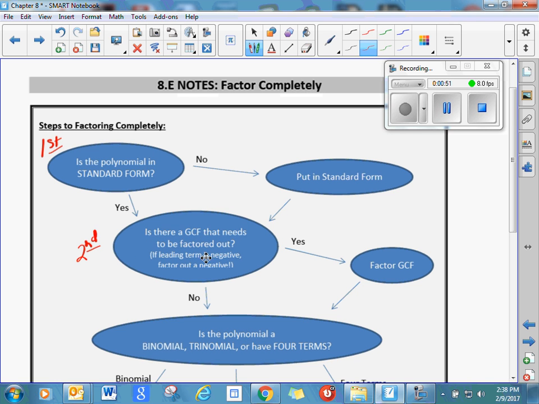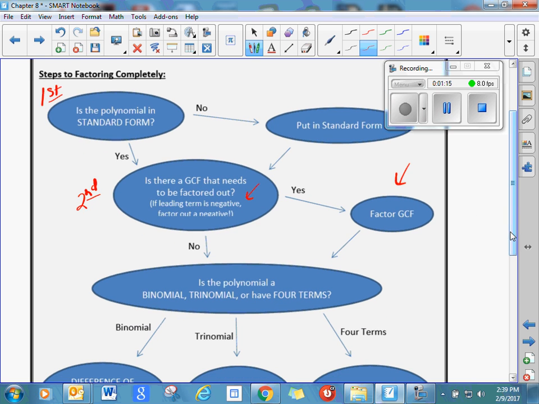And this is an important statement right here. If the leading term is negative, so your highest exponent term is negative, that's when you factor out a negative factor. If your leading term is positive, you don't factor out a negative. Okay? So if there's a GCF, pull it out and come back down. If there's not a GCF, then you need to count the terms.